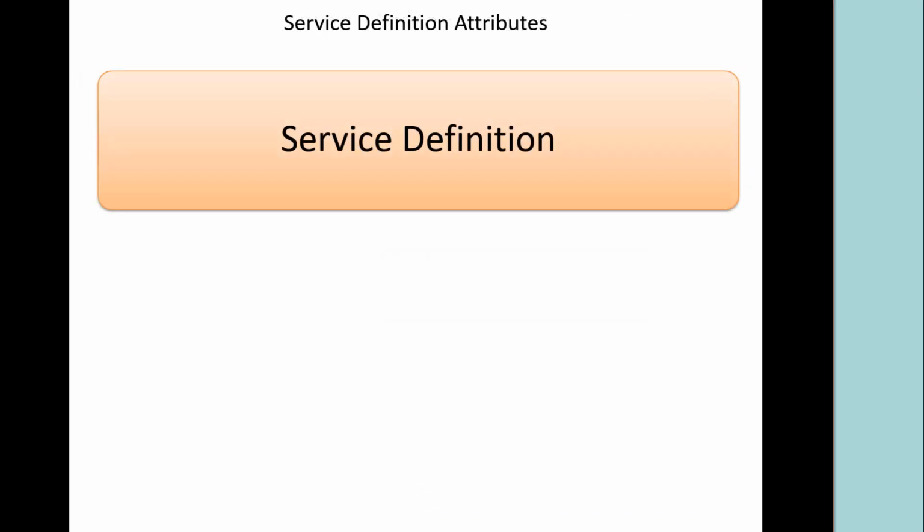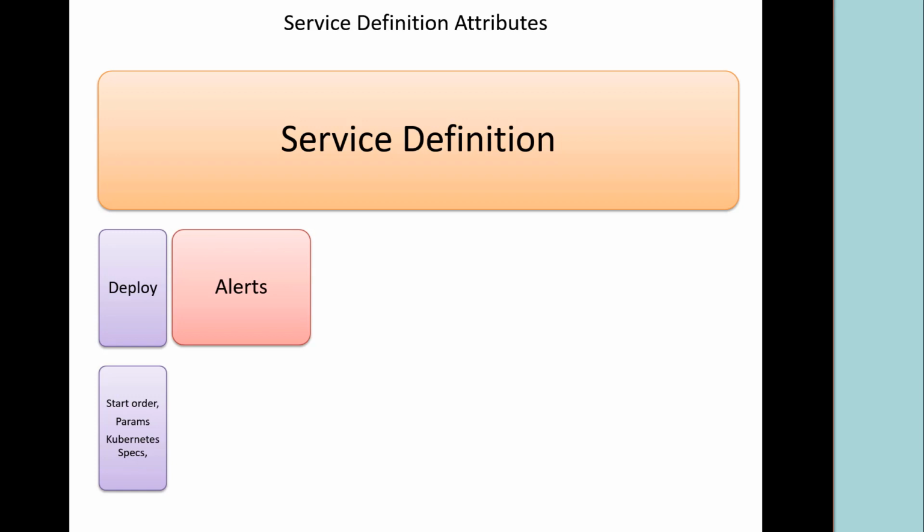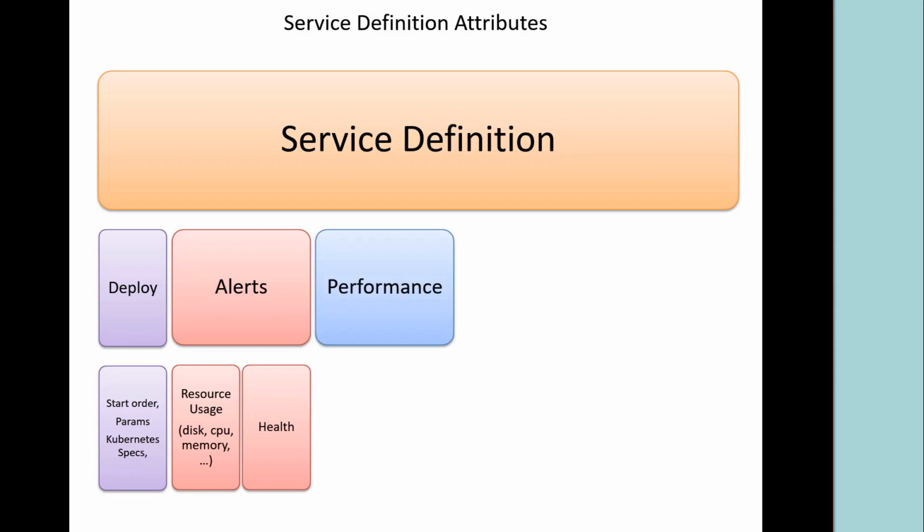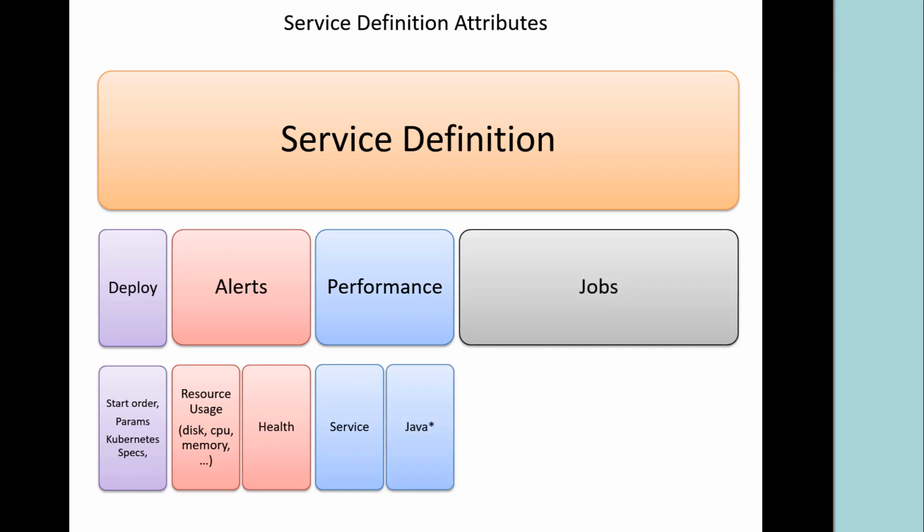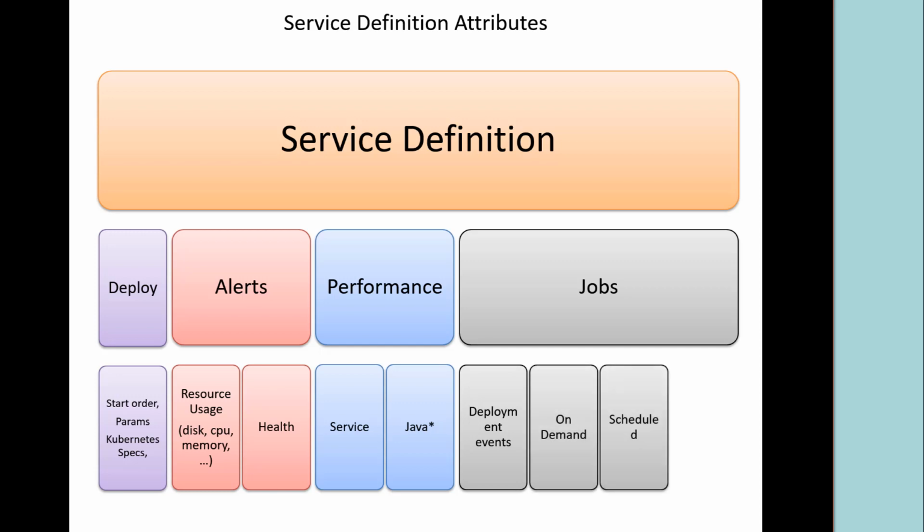Service definition attributes include everything from the deployment domain, things such as the start order, process parameters, artifact location, and much more. Attributes are further extended deep into the manage and operate domain. This includes things such as health alerts, performance metrics, as well as jobs which may be either on demand, as part of a deployment, or scheduled.